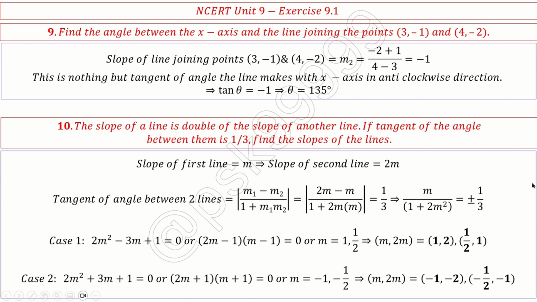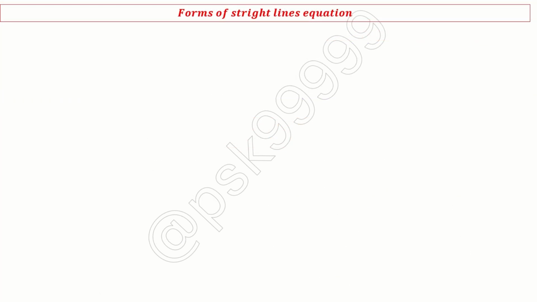Now you take two cases. Take the first case, plus 1 by 3. Then you get a quadratic equation 2m squared minus 3m plus 1 equals 0, so m comma 2m will become 1 comma 2, or 1/2 comma 1. Second case, if I take this as minus 1 by 3, then the quadratic equation we get is 2m squared plus 3m plus 1 equals 0. In this case, I get m and 2m as minus 1 comma minus 2, and minus 1/2 comma minus 1.